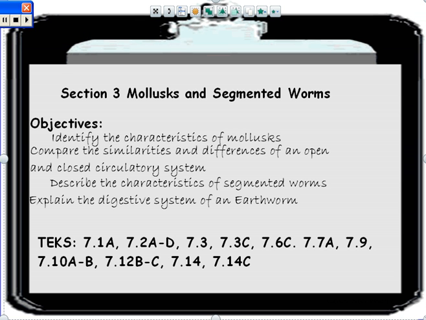This is BVISD, and we're looking at Chapter 8. Today we're focusing on Section 3, the mollusks and segmented worms. Our goals for today are to be able to identify the characteristics of mollusks, compare the similarities and differences of an open and closed circulatory system, and describe the characteristics of a segmented worm. We also want to be able to explain the digestive system of an earthworm.